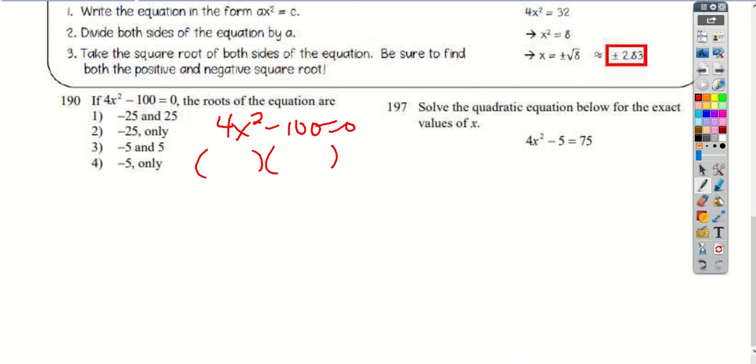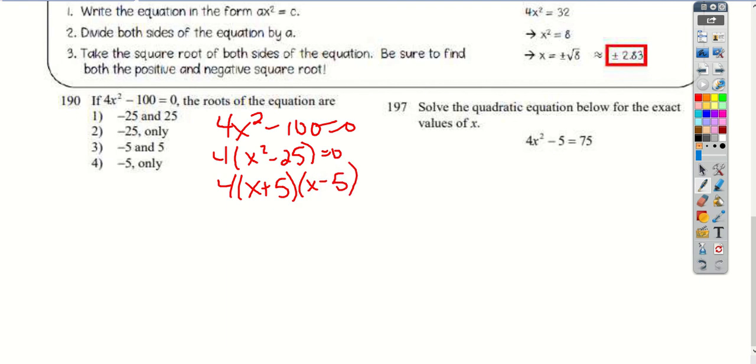Technically, I can factor this using perfect squares. So 2x minus 10, and then 2x plus 10. Actually, I lie. Before that, I would actually want to take out a GCF first of 4, and then factor this thing. So this would be 4 and x plus 5, x minus 5, and then I would solve from here. Remember, this 4 does not equal 0, so it's going to drop out.